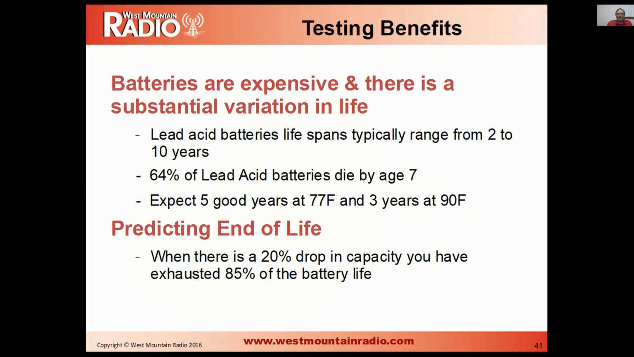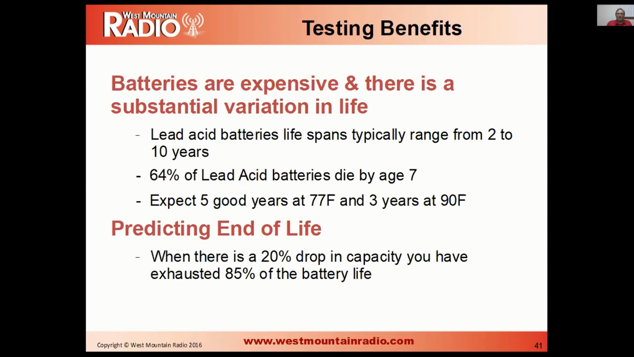2 to 10 years on a lead acid battery, depending on how it's used. 64% of the lead acid batteries are dead by the age of 7. So 5 years is probably a good number at 77F, more like 3 years at 90 degrees F.